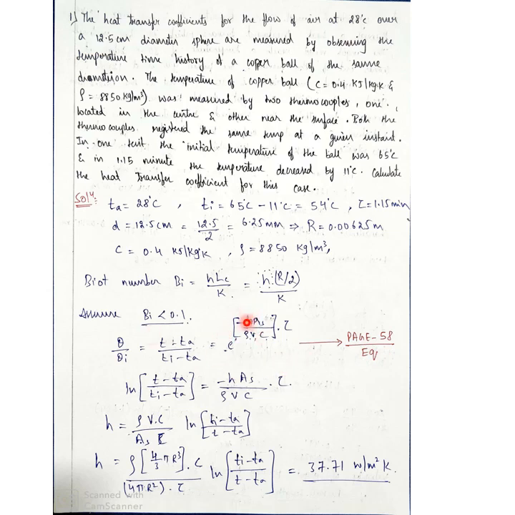Since h is the only unknown value we need to find, rearrange it in order to get the value of h. Here V by As: V is the volume of the sphere, As is the surface area of the sphere. What is the volume of the sphere? 4 by 3 pi r cube. What is the surface area? 4 pi r square. If we substitute all the known values in this formula, we get the value of h, that is 37.71 watt per meter square Kelvin. We shall move to the next problem.